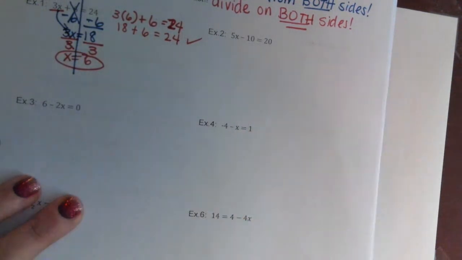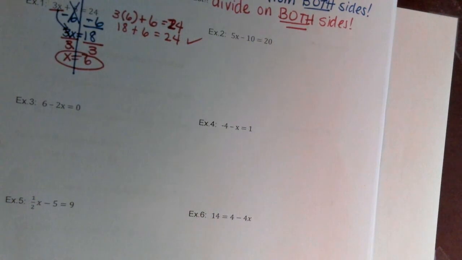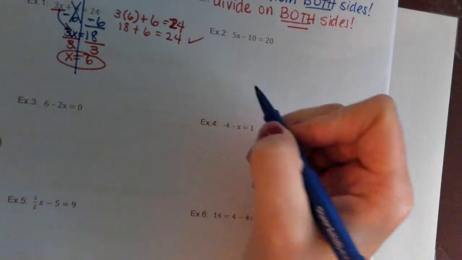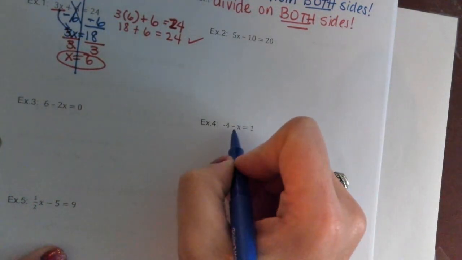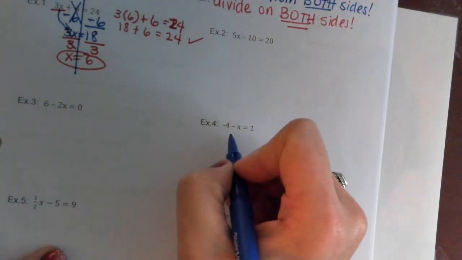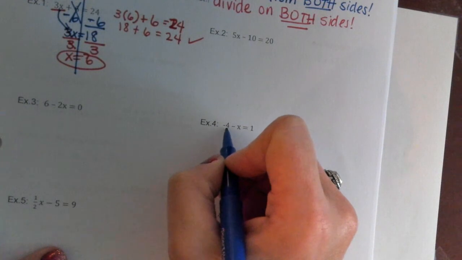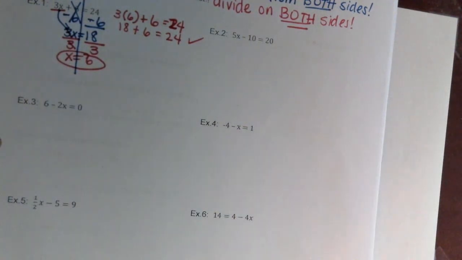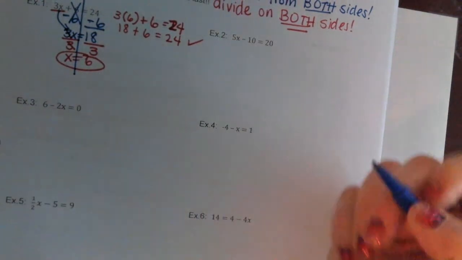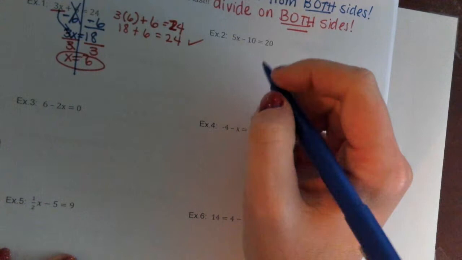So really what we're doing here is we're kind of going backwards, right? If it's subtracted already, we're just going to add it, because the opposite of subtraction is addition, right? So since this negative 4 is subtracted from the x, we're going to rewrite this so that it makes sense for us, okay?